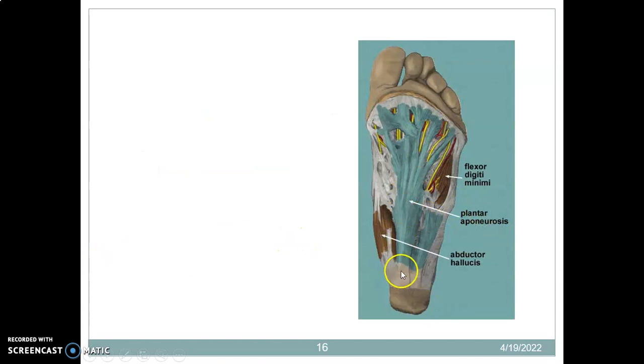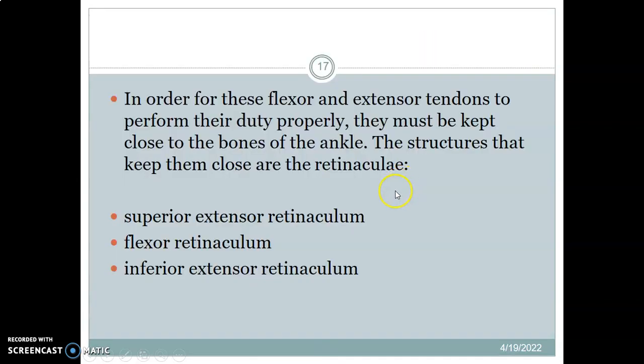So this is your plantar aponeurosis from the calcaneus, then it spans out to insert onto the distal aspect of the foot. So that's the plantar aponeurosis. In order for the flexor and extensor tendons to perform properly, they must be kept close to the bones, and that's where the retinacula come in.